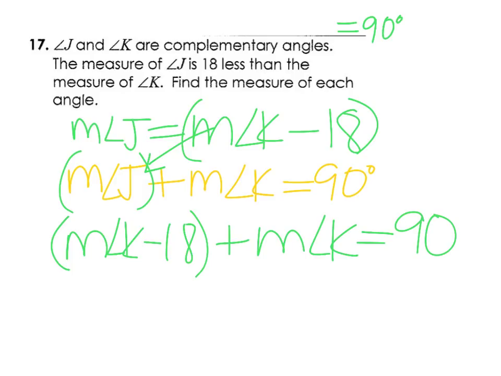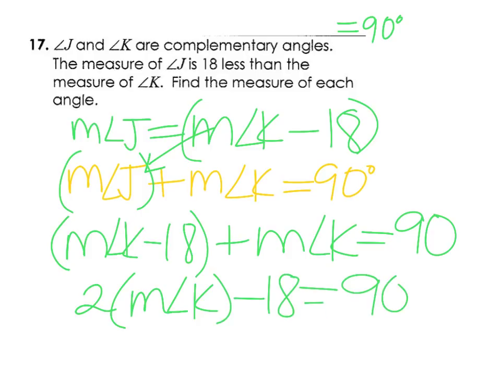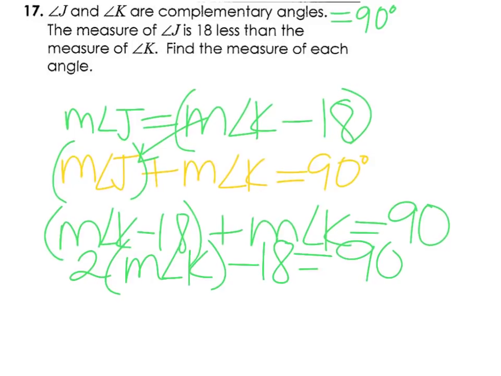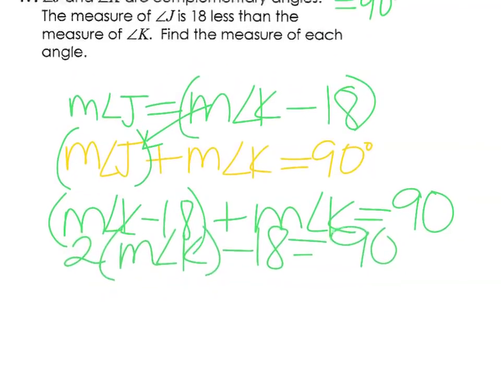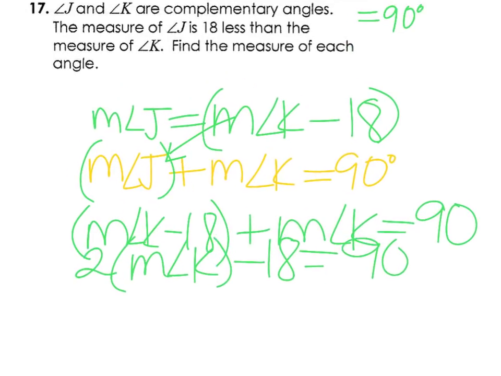Now we combine like terms. Just like if this were x plus x, that would give us 2x. So we say 2 times the measure of angle K minus 18 equals 90. All right, let me move this up so we've got a little more space. Oh, it's acting funny. Sorry, guys.